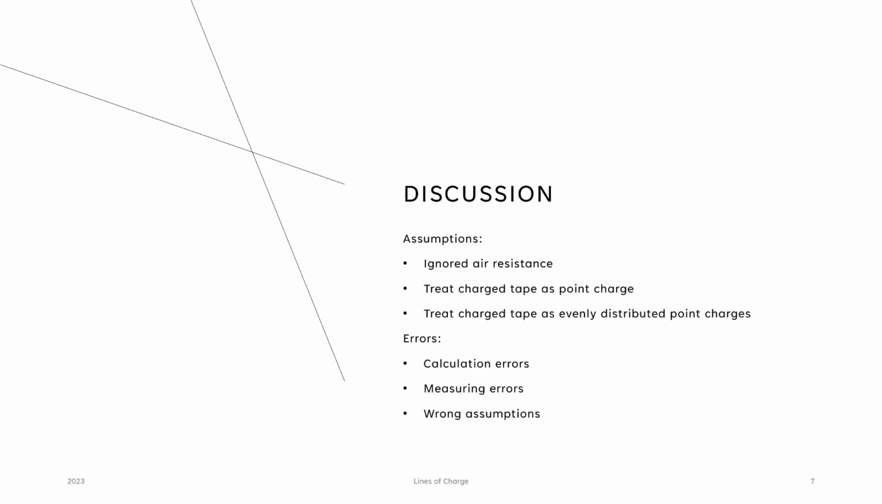So some of the assumptions we made is that we ignored air resistance. This was done in Lab 1 to find the initial charge if the entire tape acted as one single point. And then in this lab, we treated the charge tape as evenly distributed point charges. Some errors that I could have made were calculation errors, measuring errors, especially from Lab 1, where I might have measured wrong, and if the assumptions that we made were wrong as well.